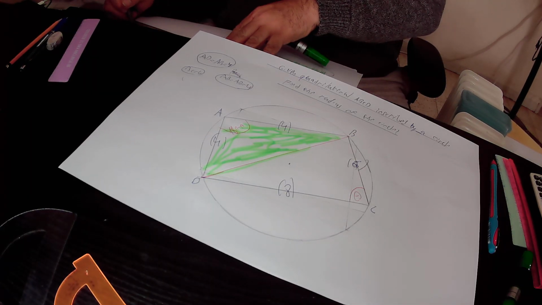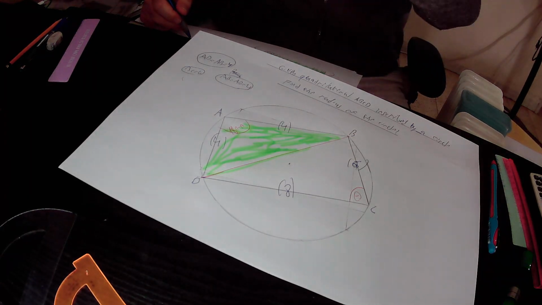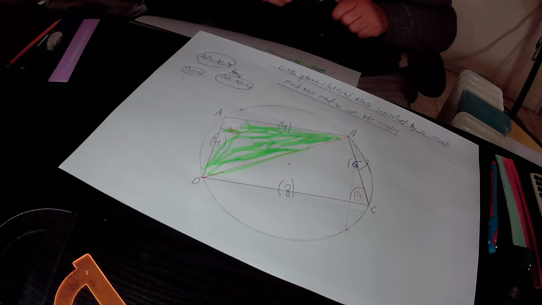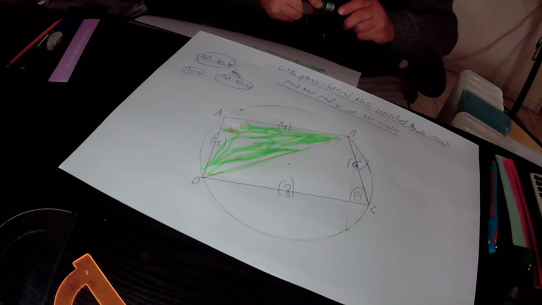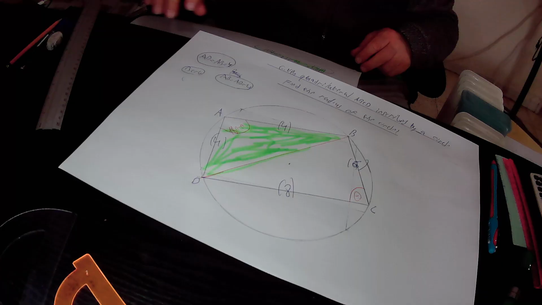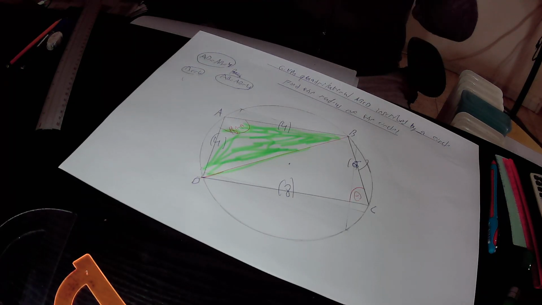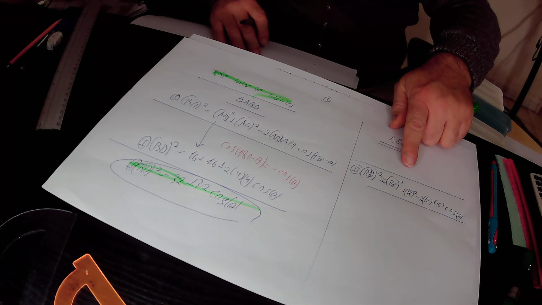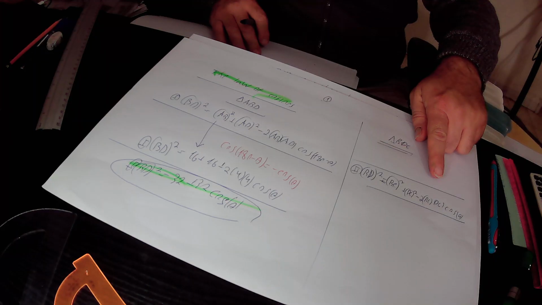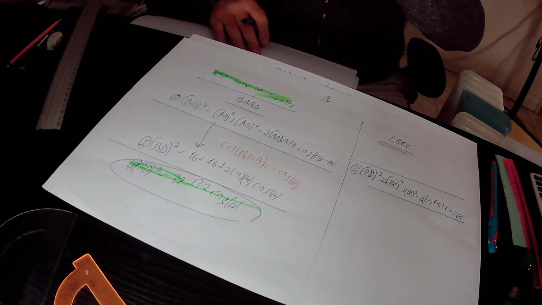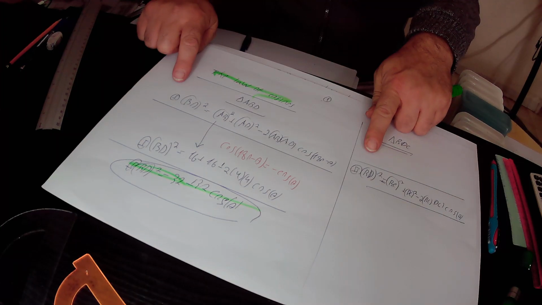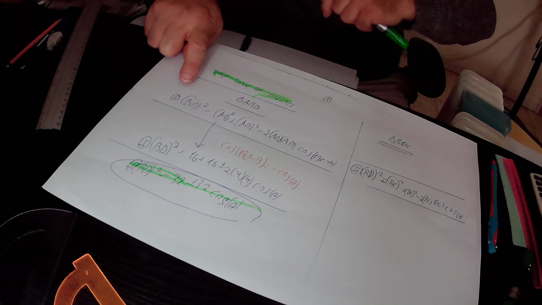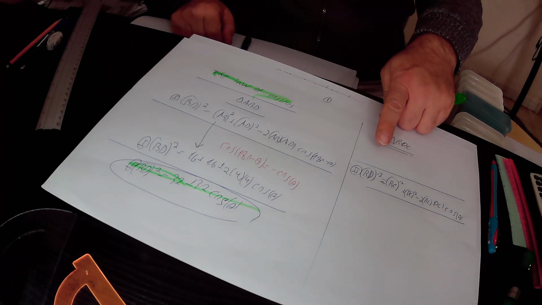But again, according to the law of cosines, in this lower triangle BDC, the following equation is true. BD square equals BC square plus DC square minus 2 times BC times DC times cosine theta. So we have two different equations for BD square. Therefore, we get equation 3, which says that BD square according to equation 1 must be equal to BD square according to equation 2.